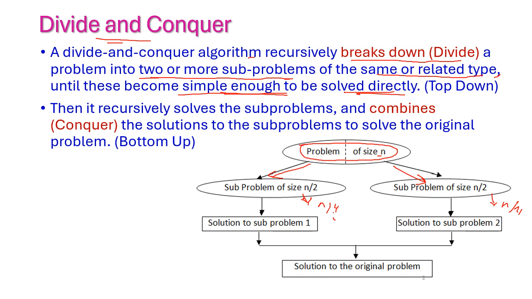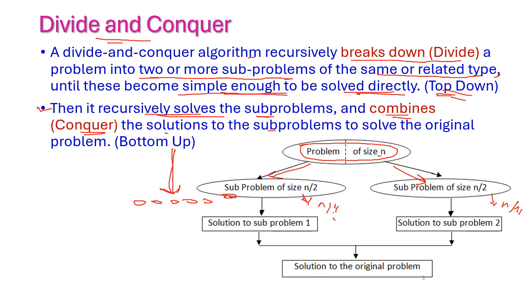The division will continue from top to bottom, top down, until the problem is easy enough to solve, or otherwise it cannot be divided further. So the division breakdown is a top down approach. Once we divide all the problems, we recursively solve the subproblems. The many small problems will be solved individually, and the solutions will be combined. This is called conquer.